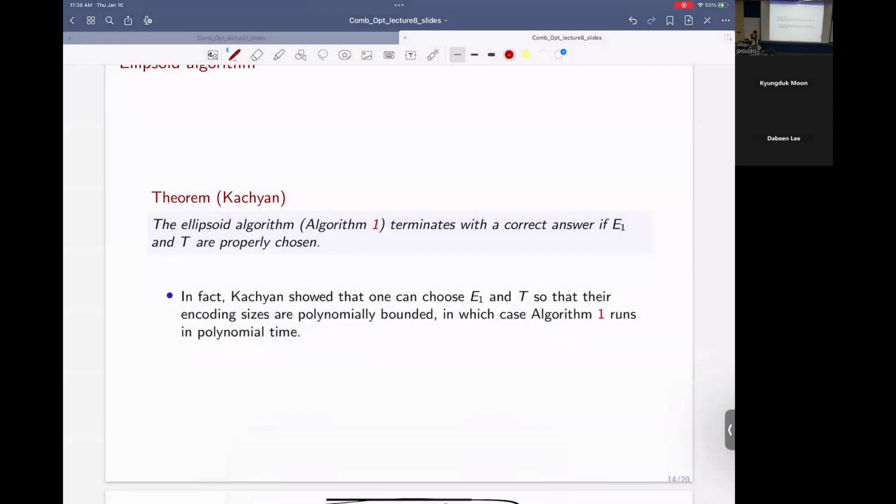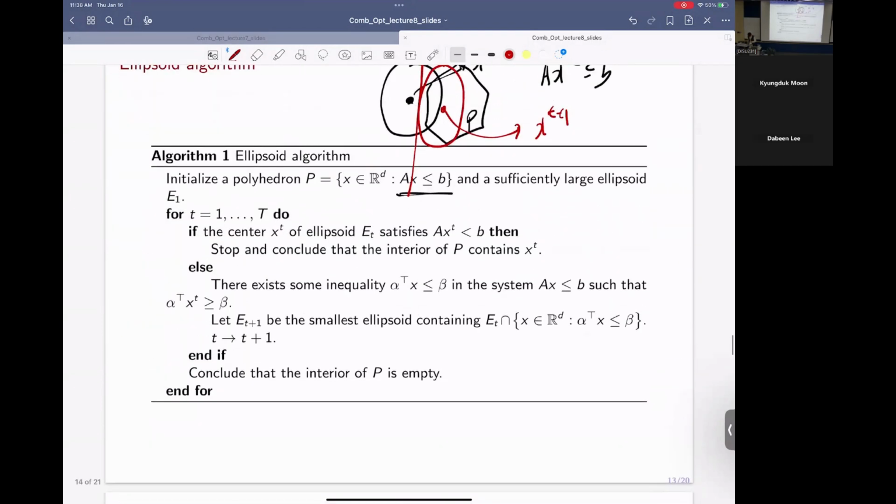Any question? So this gives you a polynomial time algorithm for linear programming. The ellipsoid has a nice structure.